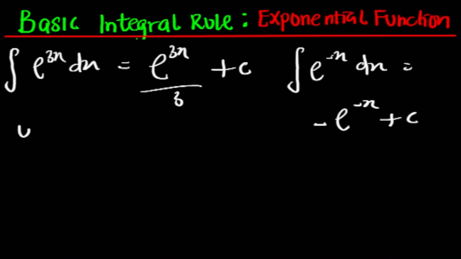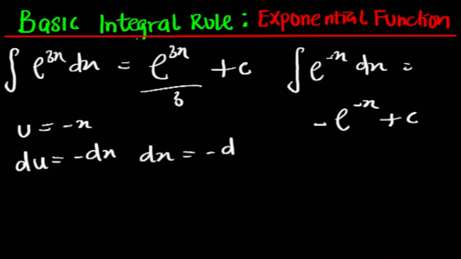You just say let u equal to what? Minus x. So the next thing you're going to have is to differentiate. If you differentiate, you're going to have du equals minus dx. That's what you're going to have if you differentiate. Then dx is equal to minus du. That's exactly it.